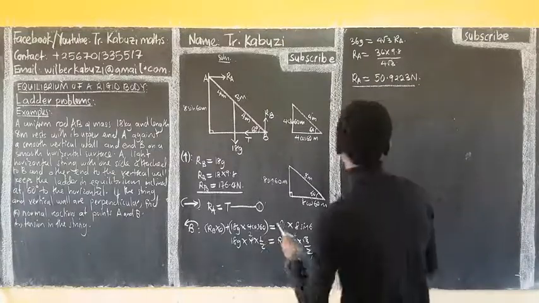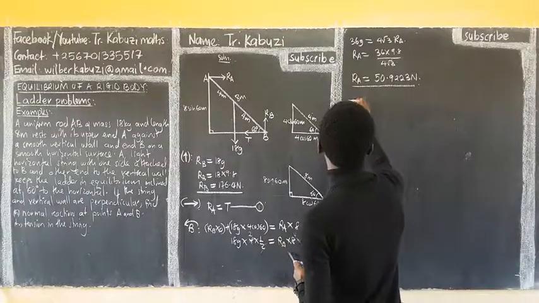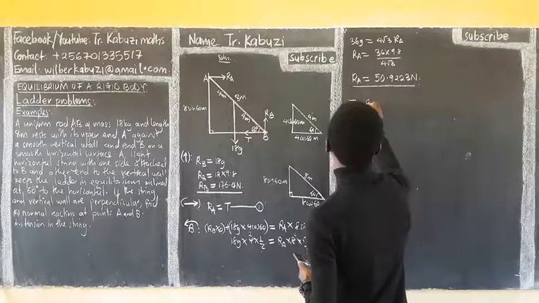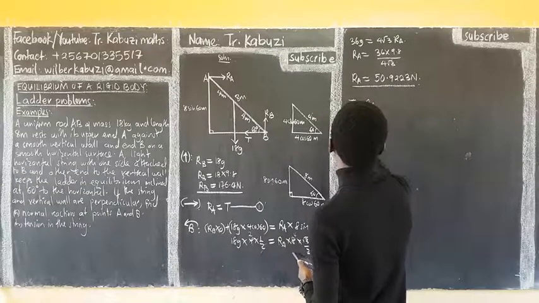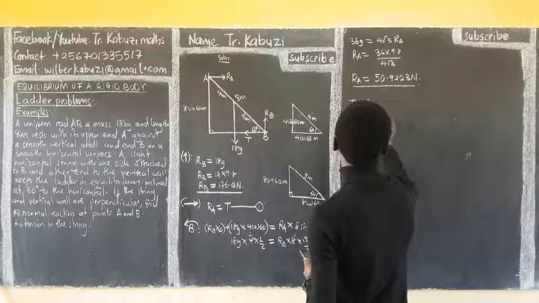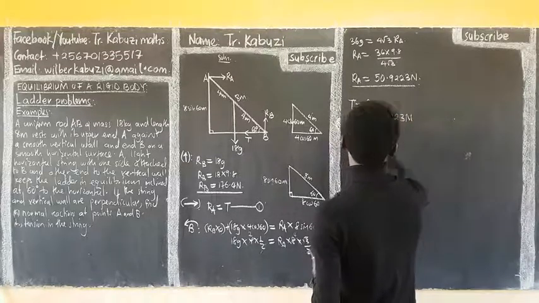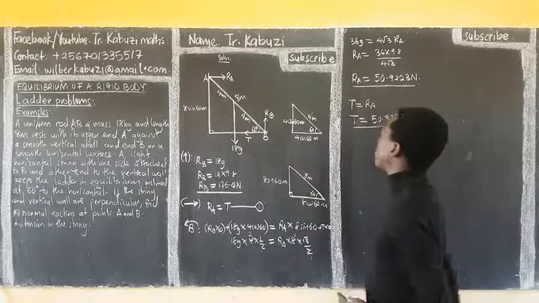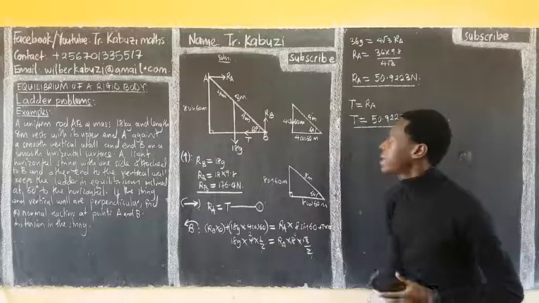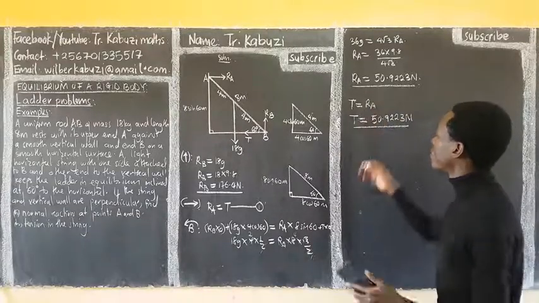Then you see, you say that our RT is equal to RA. So it's going to be 50.923 newtons. So what are we missing? We have reaction at B, have reaction at A, have the tension.